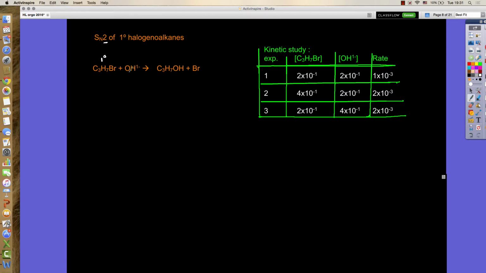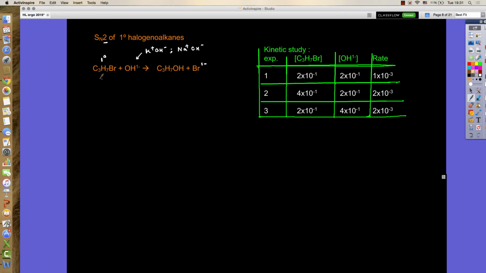The nucleophile, in this case hydroxide, comes from either potassium hydroxide, a dilute solution of that, or sodium hydroxide, a dilute solution of that. And you will produce a propanol, which is a primary alcohol, and bromide ion is going to get released, and eventually you have potassium bromide.